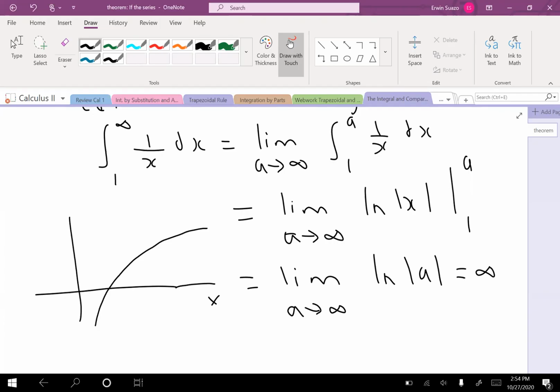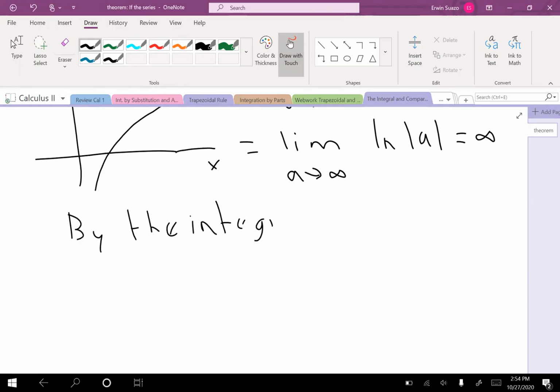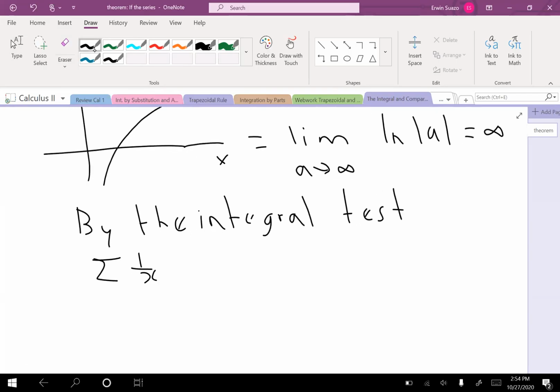So by the integral test, you're gonna love this integral test because you're gonna solve your homework. Half of your homework you're gonna solve in seconds, thanks to this integral test. By the integral test, the sum of 1 over n, n equals 1 to infinity, is divergent.